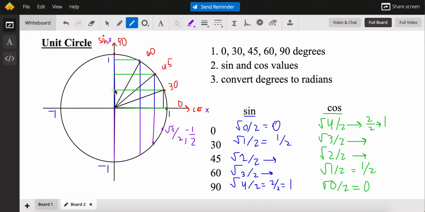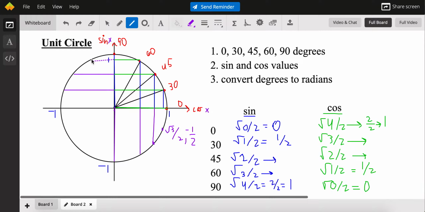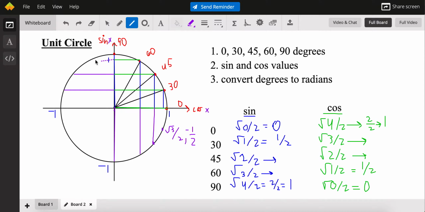Same thing over here. Come to this side, it still has the same height as 30, which is 1/2, but the width is negative now, so negative radical 3 over 2. Over here, same height as 45, radical 2 over 2, but the width is negative radical 2 over 2. And over here, the height is still the same as for 60, so sine of 60, radical 3 over 2, but the width is now negative, so -1/2 is your width from the y-axis to this point on the unit circle.